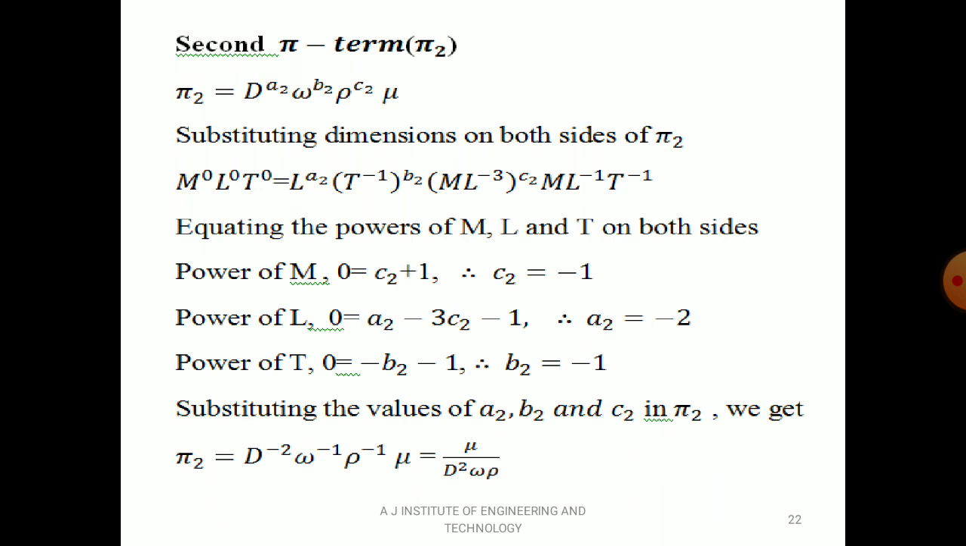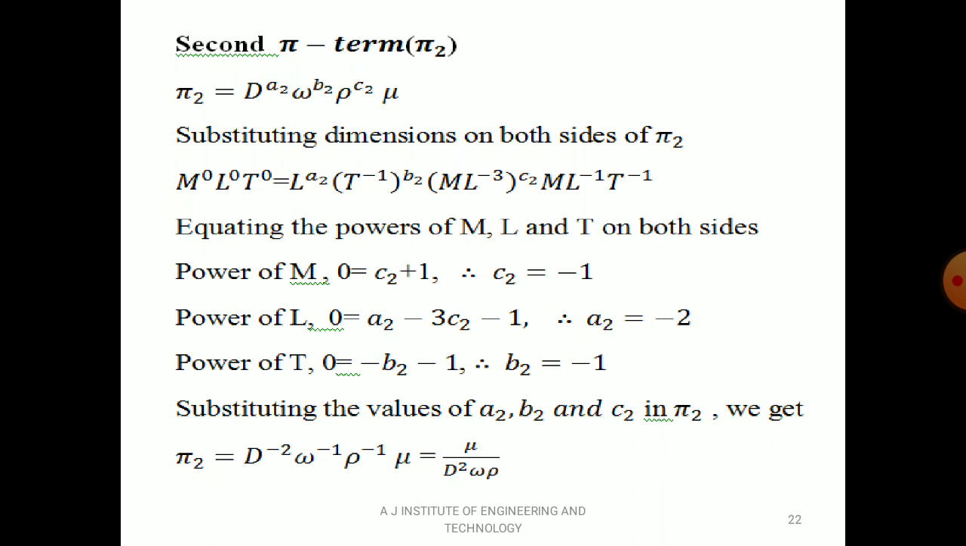So we can now substitute the values of a2, b2, c2 in pi 2. There is the pi 2 term. We get pi 2 equals d to the power minus 2, omega to the power minus 1, rho to the power minus 1 into mu, as the value of a2 is minus 2, b2 is minus 1, c2 equals minus 1.